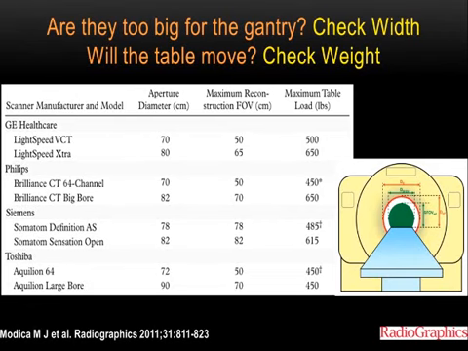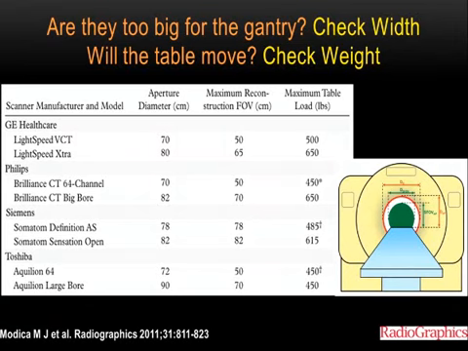Some vendors will only allow you about 50 to 65, while others may go up to 80 centimeters with extended field of view. That's important because some of the abnormalities can be at the periphery of the field of view. And then, of course, the weight limits. They do vary. And I do believe that some of these weights go much higher than what is displayed in this table.